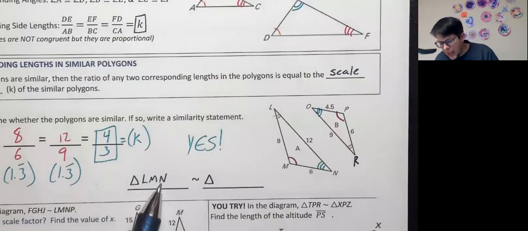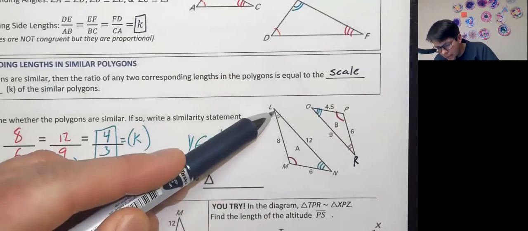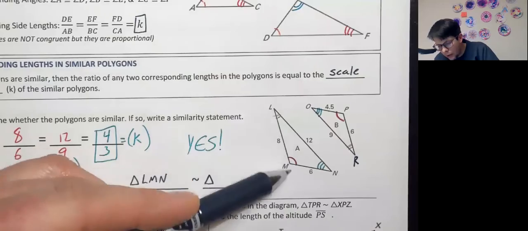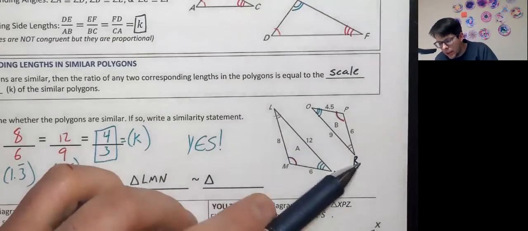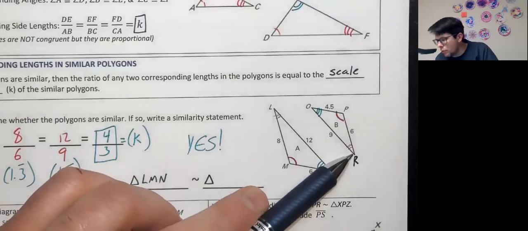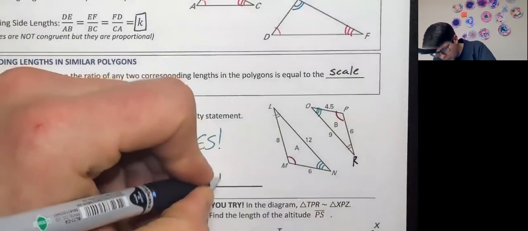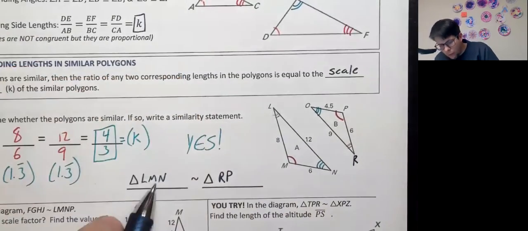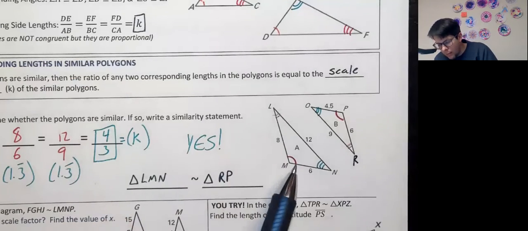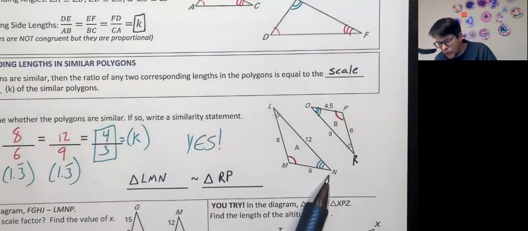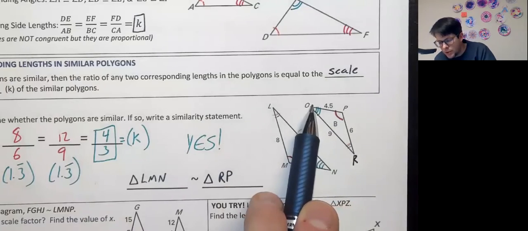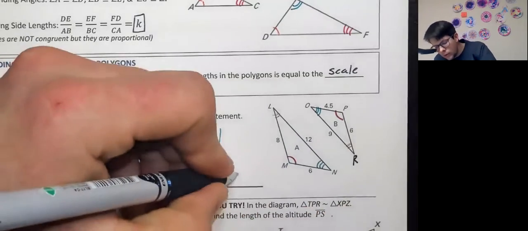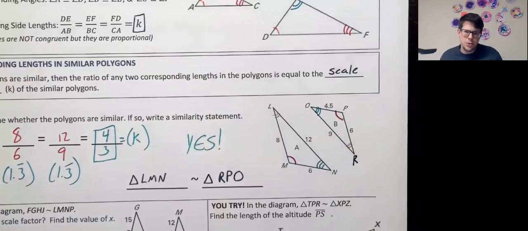When we went from L to M, we were starting here at our double tick, and then we went down to our single, and we went across our medium length side. I want to do the same thing over here from my double to my single and across my medium length side. So I'm going to go from R to P. When we went from M to N, we were going from our single to our triple, and we were going across our shortest side. I'm going to go from my single to my triple, and I want to go across my shortest side. I'm going to go P and then O. That is our two similarity statements.